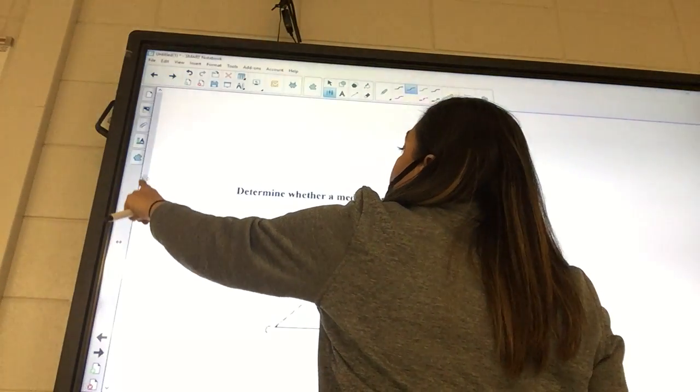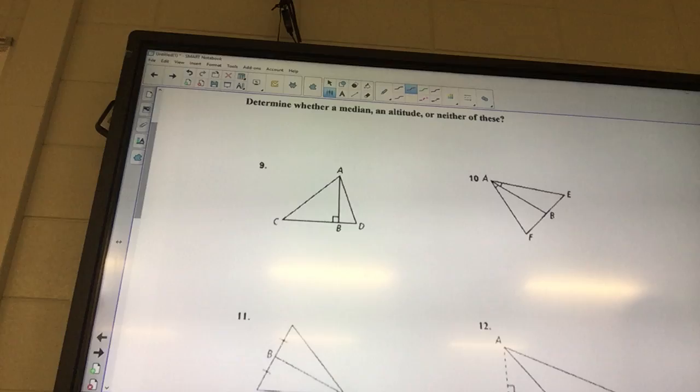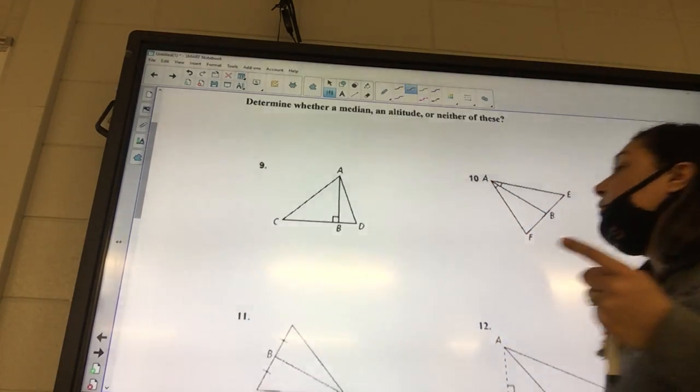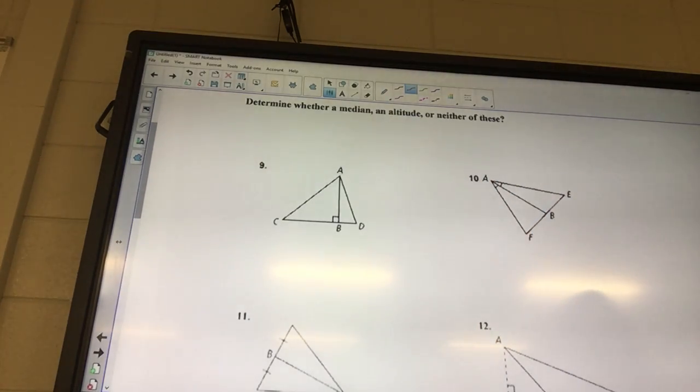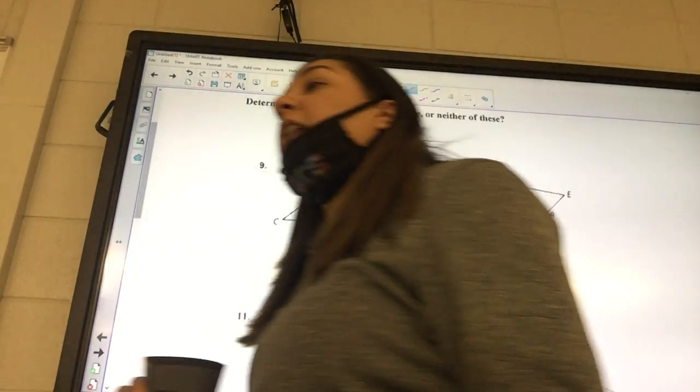Okay, how can we tell if something's a median? It has two tick marks, and it has to touch the vertex. Yep, it's got to come down from a vertex. How can you tell if something's an altitude? It has to be touching the vertex. Right angle? Yep, so it's got to be touching a vertex and it's got to come down to a right angle. Okay, what if it has a median and an altitude?